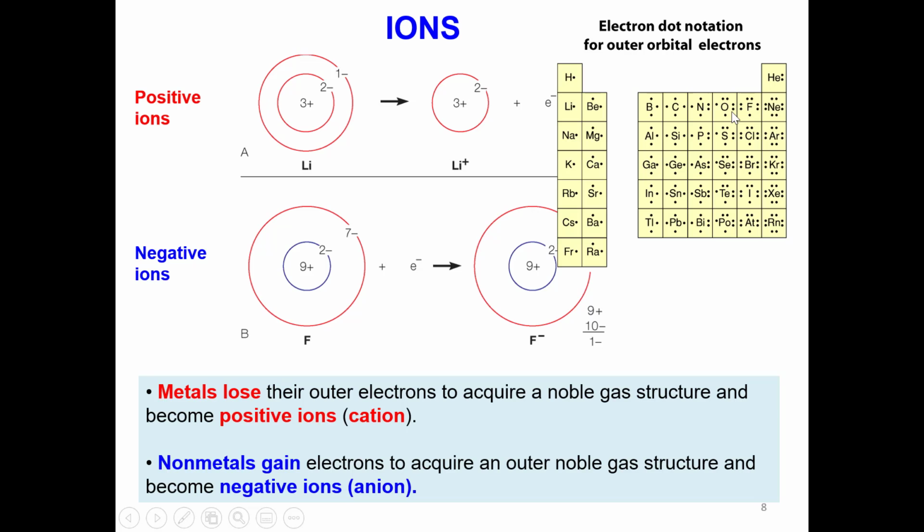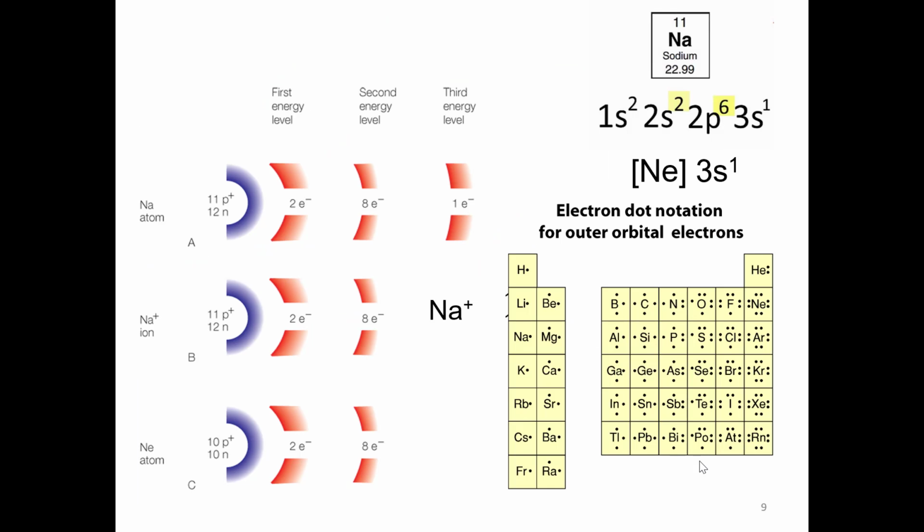Then when these elements gain 1 electron or 2 electrons, they become more stable because they have a similar structure to the noble gases. One more example is sodium, which is a metal. And if it's a metal, it must be a positive ion.